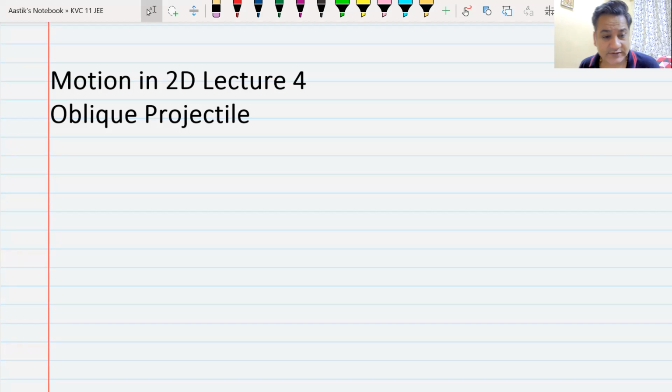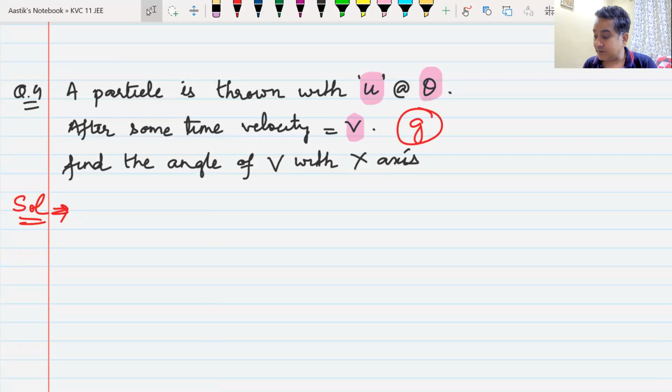Good morning, everyone. This is lecture number 4 in projectile motion, and we were dealing with questions on projectile motion. I think I'd given you a problem last class. That was the problem. A particle is thrown with a velocity u at an angle theta. After some time, it is moving with a velocity v. The acceleration due to gravity is g. Find the angle of this v with x-axis.